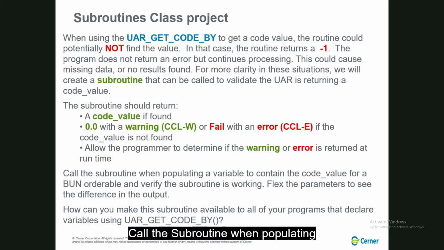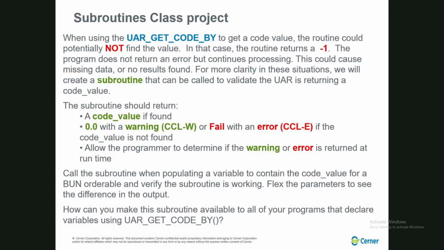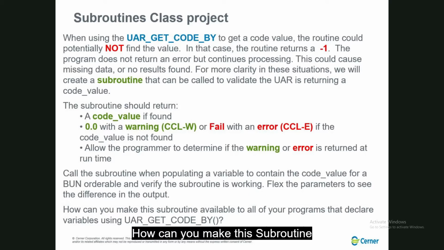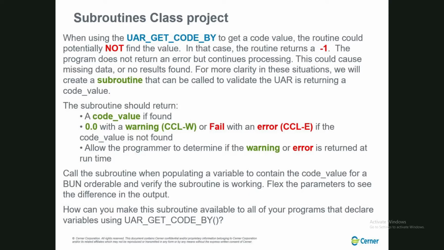Call the subroutine when populating a variable to contain the code value for a BUN orderable, and verify the subroutine is working. Flex the parameters to see the difference in the output. How can you make this subroutine available to all of your programs that declare variables using UAR get code by?